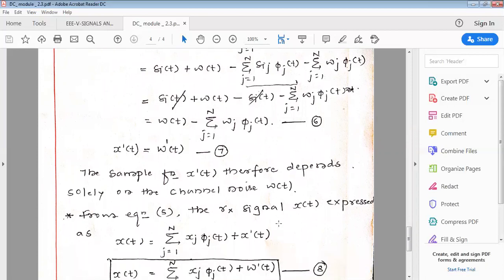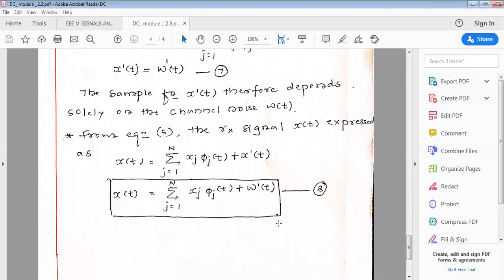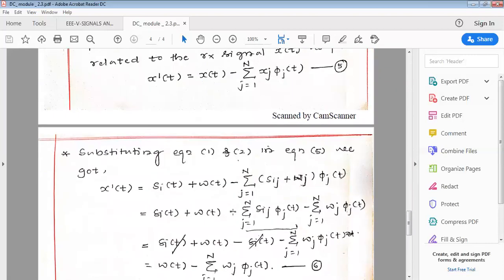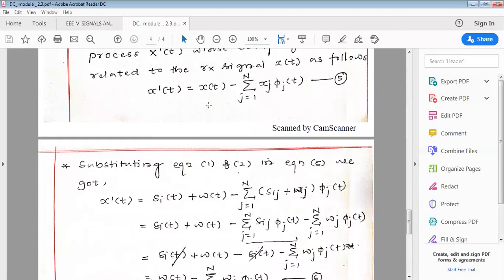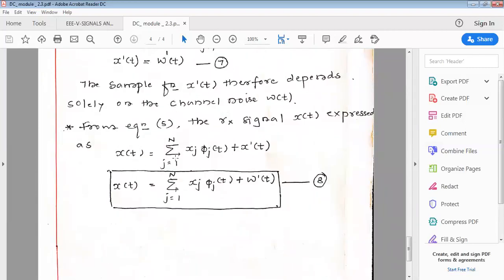And from equation number 5, the received signal x of t can be expressed as, just see equation number 5, the received signal is x of t. So now we have to write an expression for x of t in terms of x dash of t as well as this summation term. Just take this summation term to the left side, you will get the expression for x of t, and that is given by x of t is equal to summation j equal to 1 to n xj phi j of t plus x dash of t.